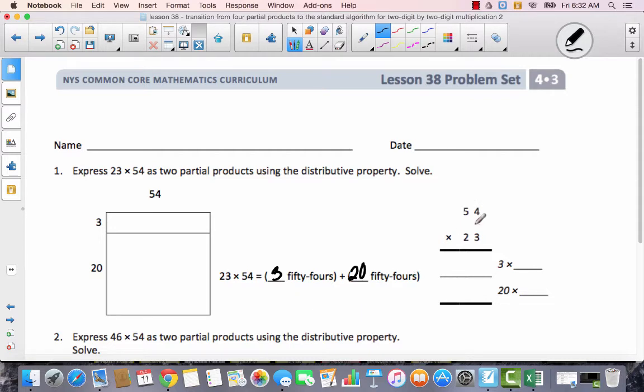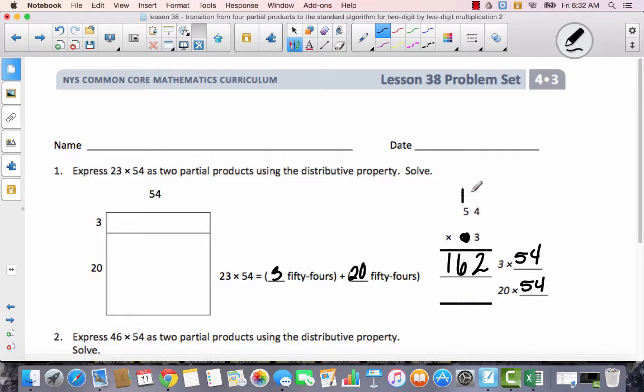Now when we do 54 times 3, we've got 3 times 54, and then we've got 20 times 54. If you remember, when we first do this, we're going to pretend that this 2 isn't even here, and we're going to do 54 times 3. So 4 times 3 is 12. This is where it gets a little bit tricky because you have to use some regrouping. So I have to carry the 1. 5 times 3 is 15, plus 1 is 16.